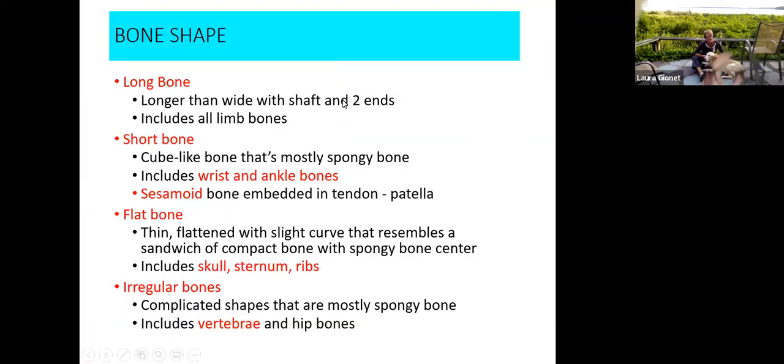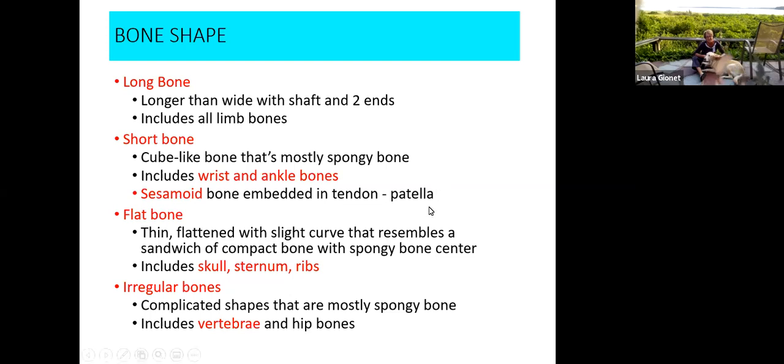Okay, so we're going to talk about bone shapes. This sometimes is part of one of the exercises for the skeletal system. We look at long bones. Long bones are longer than they are wide, with a shaft and two ends. This includes all the limb bones, the long bones of your arms and legs.